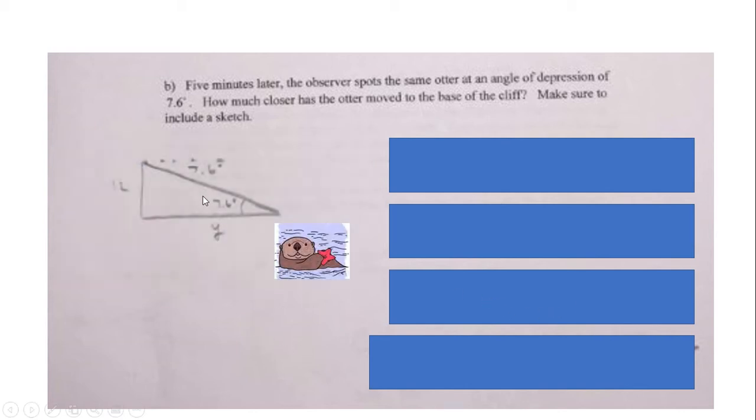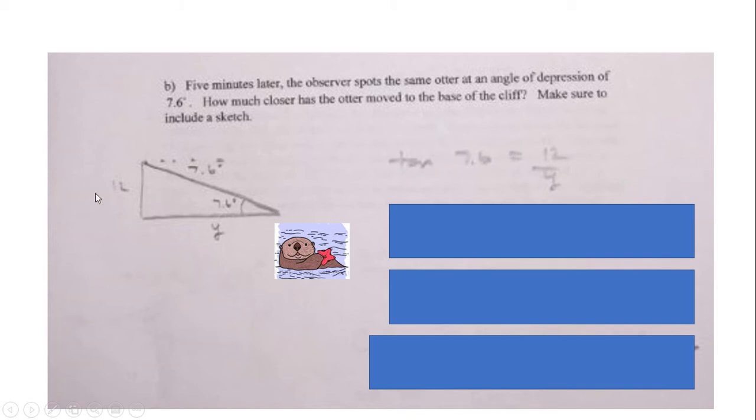5 minutes later, the observer spots the same otter at an angle of depression of 7.6 degrees. How much closer has the otter moved to the base of the cliff? Make sure to include a sketch. So now we're still 12 meters above, but now the angle of depression is 7.6. So here, 12 over what I called y.